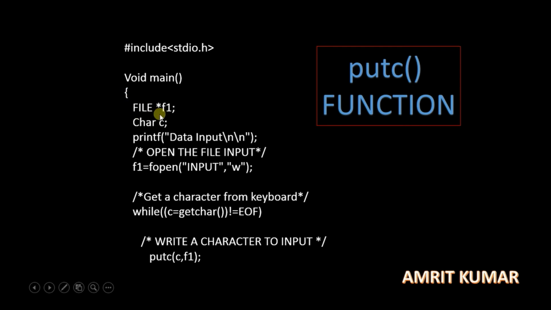Here I am using the concept of a file pointer, because f1 is a pointer of type FILE. After that I declare a variable of character data type, which will store a character. Then I use the printf function, which helps us print a message on the screen, so I have printed "Data Input" on the screen.